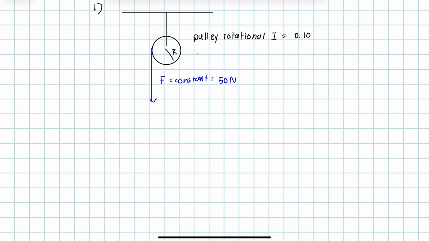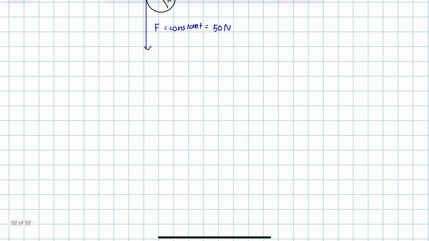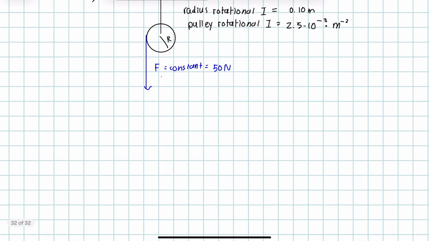The radius r is going to be 0.10 meters, and the pulley's rotational inertia is going to be 2.5 times 10 to the negative 3 kilogram meters squared. And let's assume that the string doesn't slip.